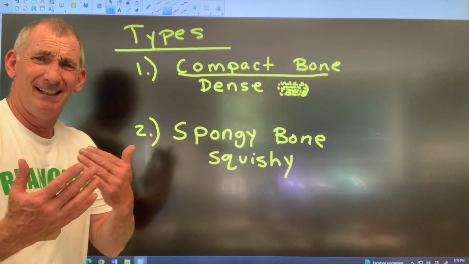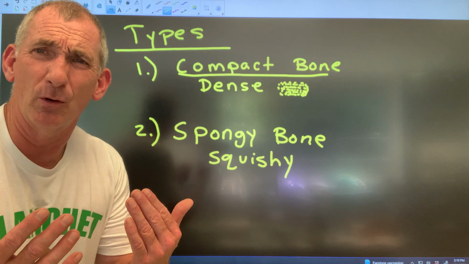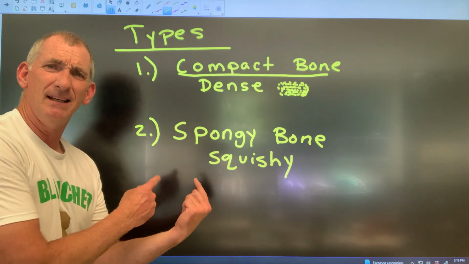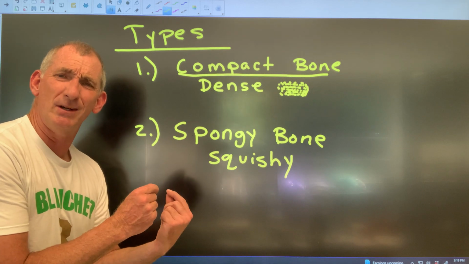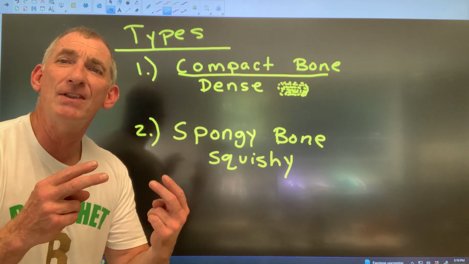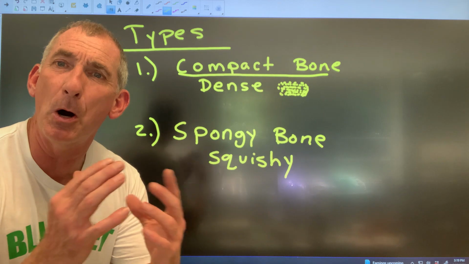Now, Molly, I'll help out the word people. See, spongy bone is squishy. And the reason why it's squishy is it's made up of little needle-like pieces of bone put together.